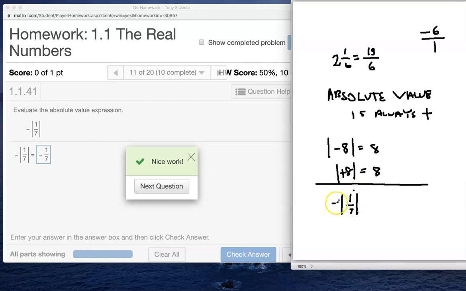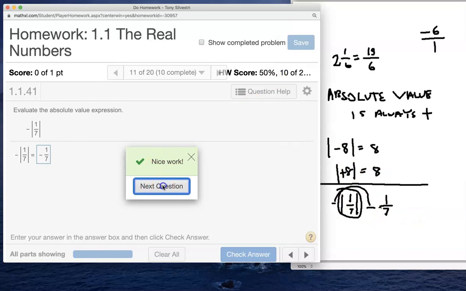Okay? The minus has nothing to do with what we're asked to do inside here. That says strip the sign of 1/7. Well, that's very easy. It's already stripped. Then you negate it. That's a big minus sign. Let's erase that. Then you put a minus. Then you negate it. Make it negative. That's a separate operation. Okay, next question.